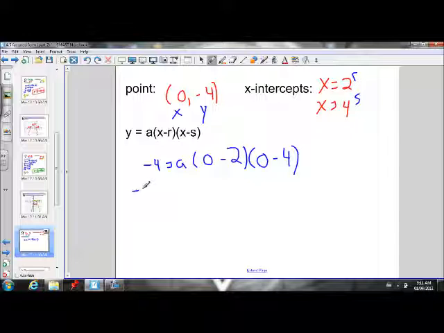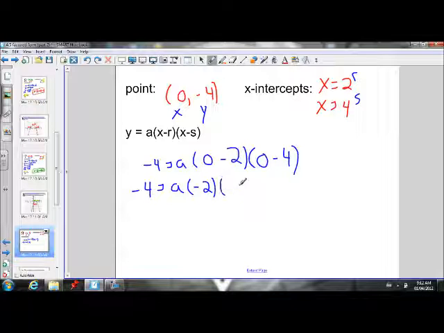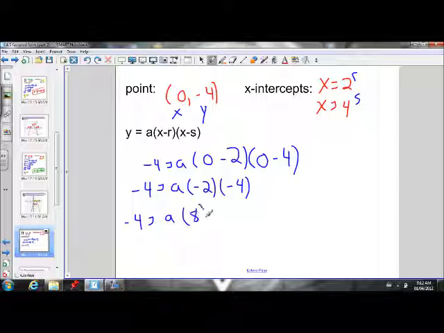That's the next step. Simplify using our BEDMAS rules. 0 minus 2 is -2. 0 minus 4 is -4. Now do some multiplication. I get -4 equals a times 8, since -2 times -4 is 8. To get a by itself, divide everything by 8.